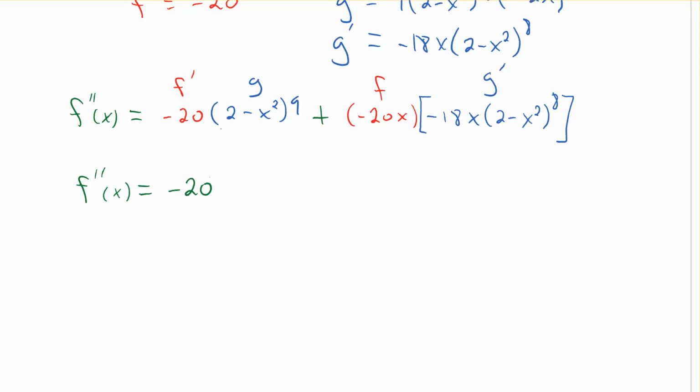There's also another one. There's 2 minus x squared, right? And this is to the power of 9. And 2 minus x squared to the power of 8. So the smallest of those powers, I can take out 8 of those. So I'm going to pull out 2 minus x squared to the power of 8. And then I'm going to start my brackets.